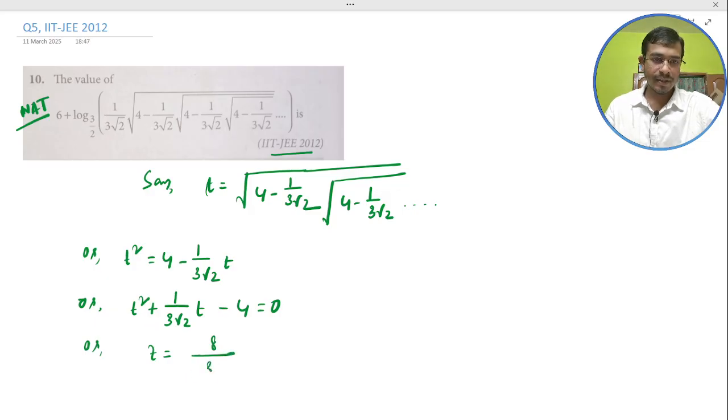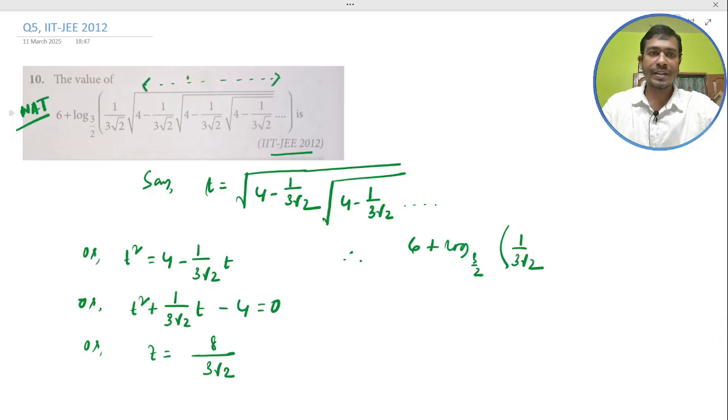8 by 3 root 2. We consider the positive. Okay, 8 by 3 root 2. So the required answer would be, therefore, 6 plus, this is as it is, log 3 by 2 to the base. This value would be what? 1 by 3 root 2 as it is, and this repeated value would be what? 8 by 3 root 2. Solve.